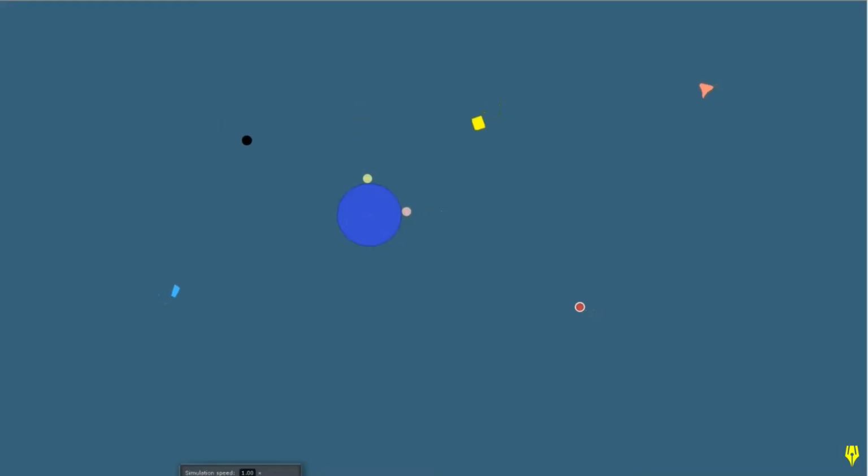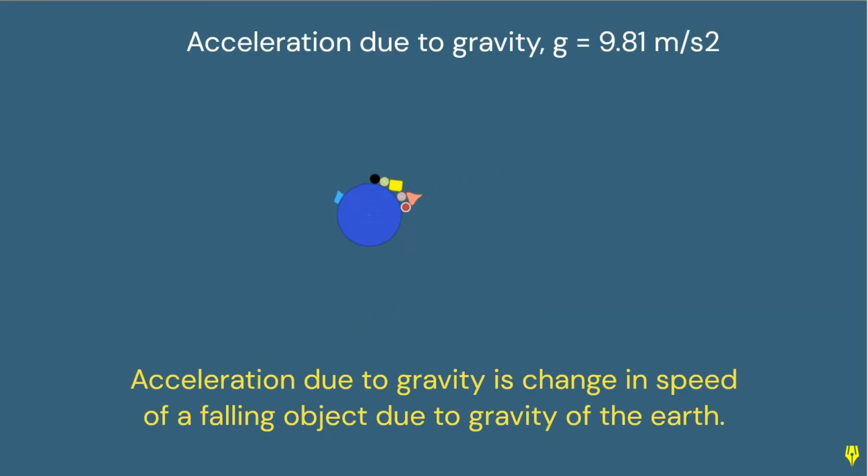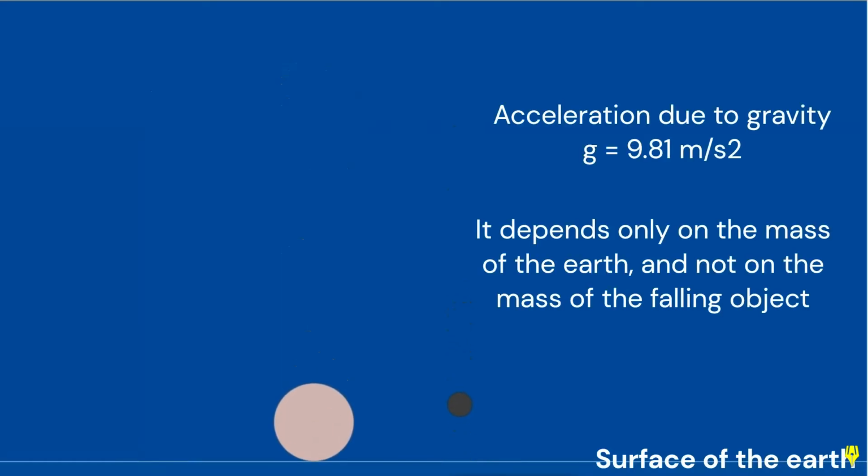When the objects fall towards the Earth, as the height reduces, the speed increases. The rate of increase of speed is constant. This is called acceleration due to gravity. Acceleration due to gravity is independent of the mass of the falling object. So objects falling from the same height reach the ground at the same time.